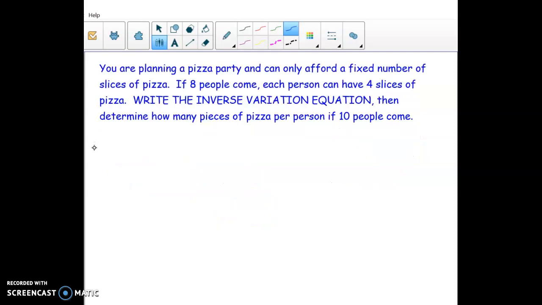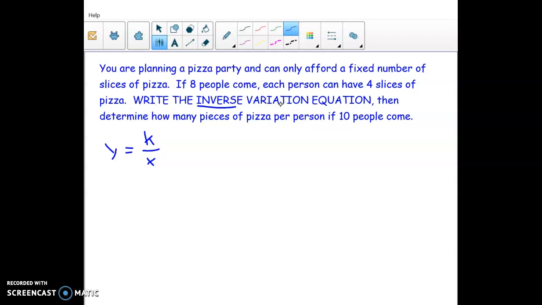Okay, so now the final thing is to do this in a real life situation. And honestly, you can just do what makes sense. I feel like we get so tied down in these equations, but just think: if it's inverse variation, it's just some fixed amount called k divided by x. Okay, and so this is a pizza party, and if 8 people come, they can have 4 slices of pizza.